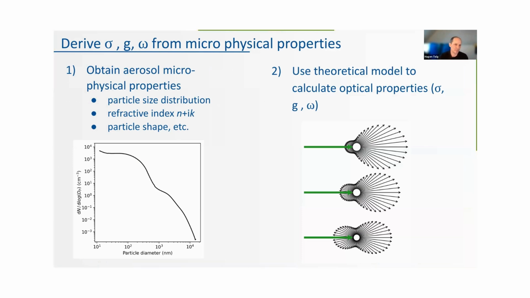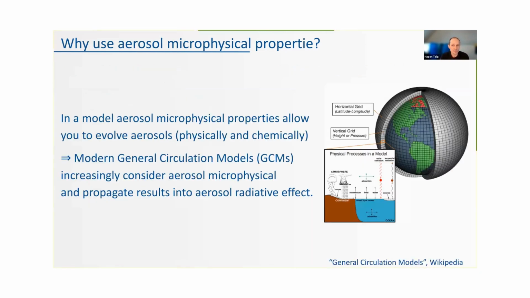And so what you would do is you collect somehow your microphysical properties, like particle size distribution, refractive index, particle shape, but you name it, could be many more. And then you use some type of a theory and model to calculate your optical properties. But why would you do that?